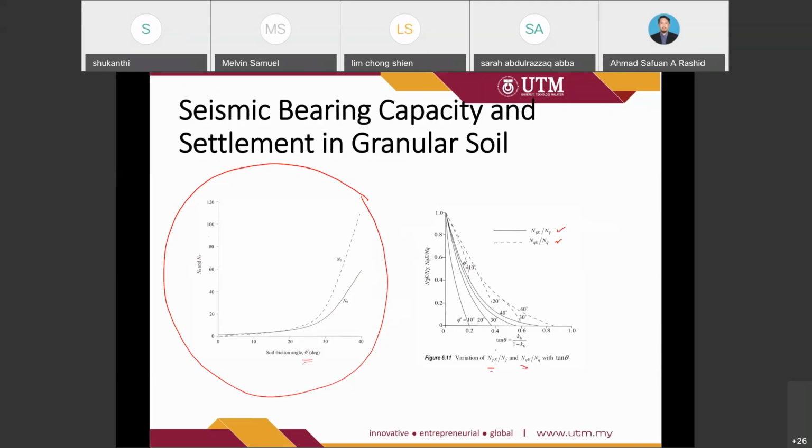Before that, we need to determine the tangent theta value. Normally the kh and kv will be provided, most probably obtained from the properties and behavior of the soil, the engineering characteristic of the soil. For example, we have calculated the tangent theta, then with different phi values, the solid line will represent N gamma e over N gamma, while the dashed line will represent Nqe over Nq. In this case, the range of the phi value covers from 10 to 40 for both cases.